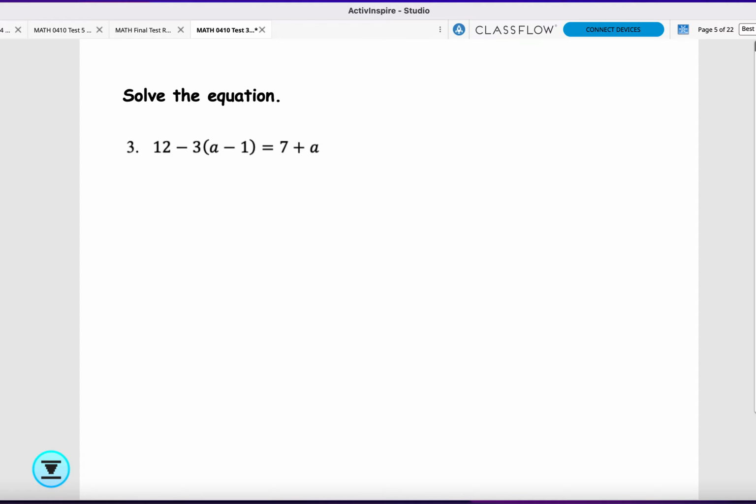All right, problem number 3, guys. Like I said, this is all about reviewing on solving equations. So make sure you guys are looking at the notes and doing the homework assignments so you can get this practice that you need. All right, follow with me.